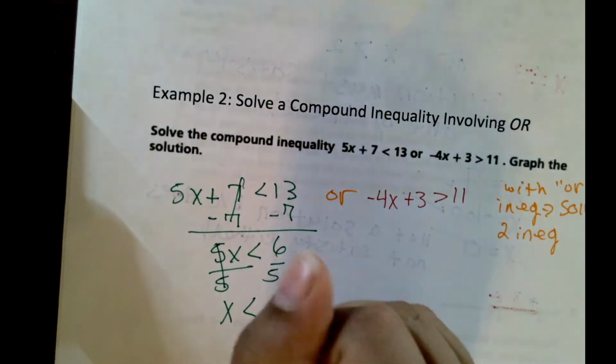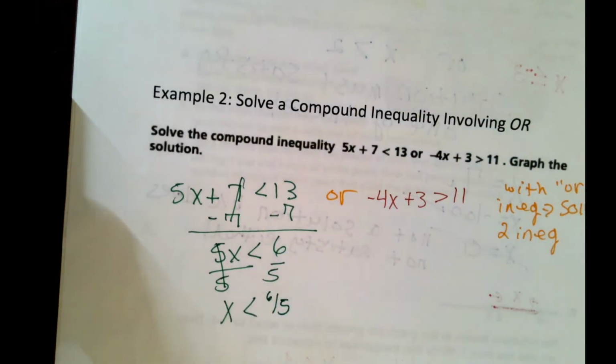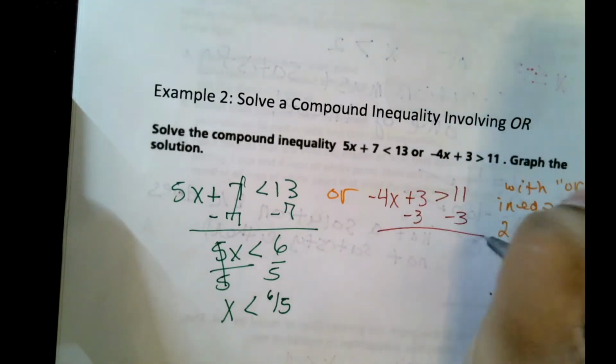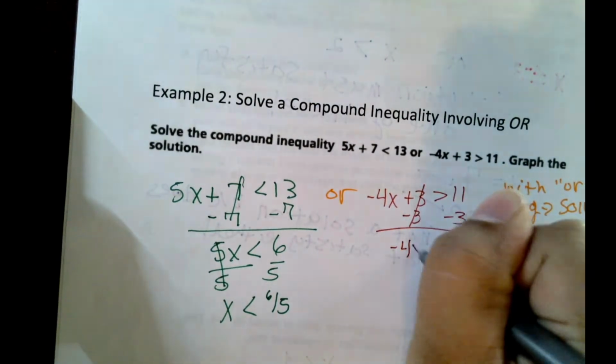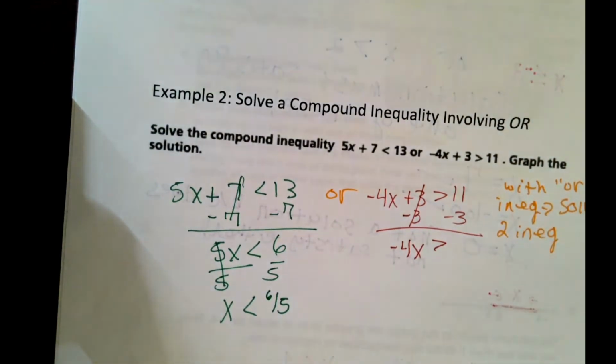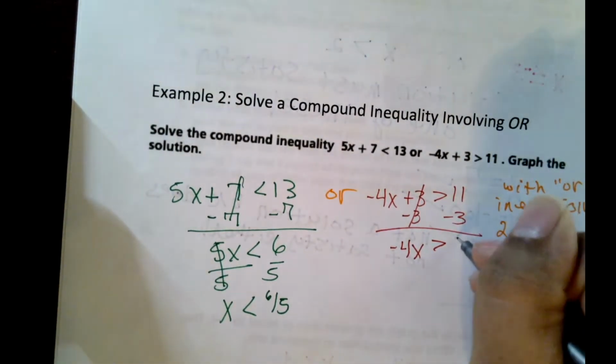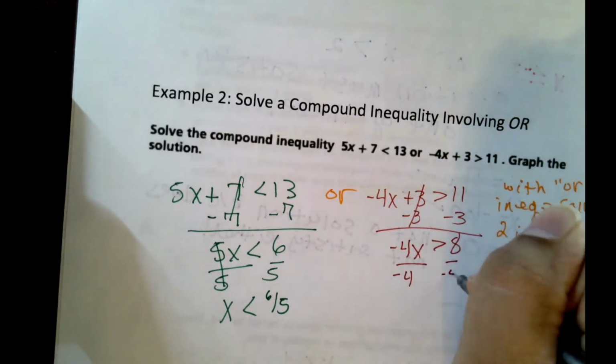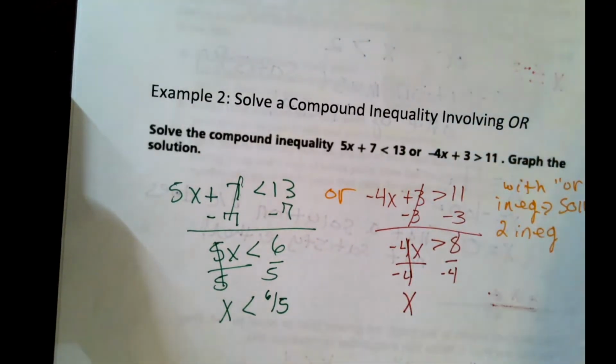Now we gotta solve that other one. So, here we're gonna subtract 3. Bring down what we don't use. What's 11 minus 3? 8. Divide by negative 4. Divide by negative 4. X. Uh-oh, we divided by a negative, which means our sign has to flip. We still have to follow the flipping the signs rules. And we get a negative 2.